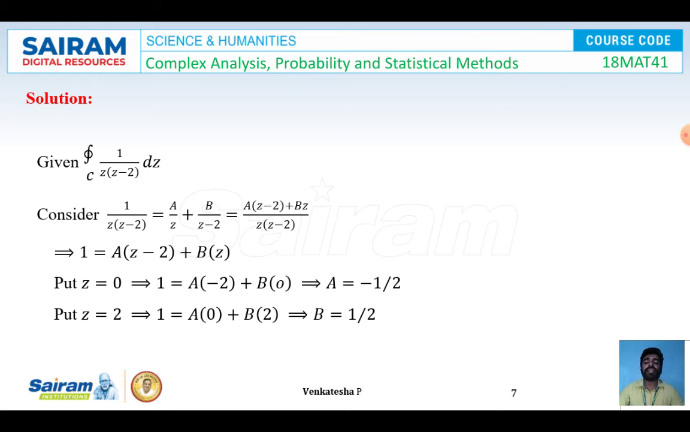So if I replace z is equal to 0, b gets eliminated, and I can find the value of a. And if I put z is equal to 2, a gets eliminated, and I can find the value of b. So first I am putting z is equal to 0.